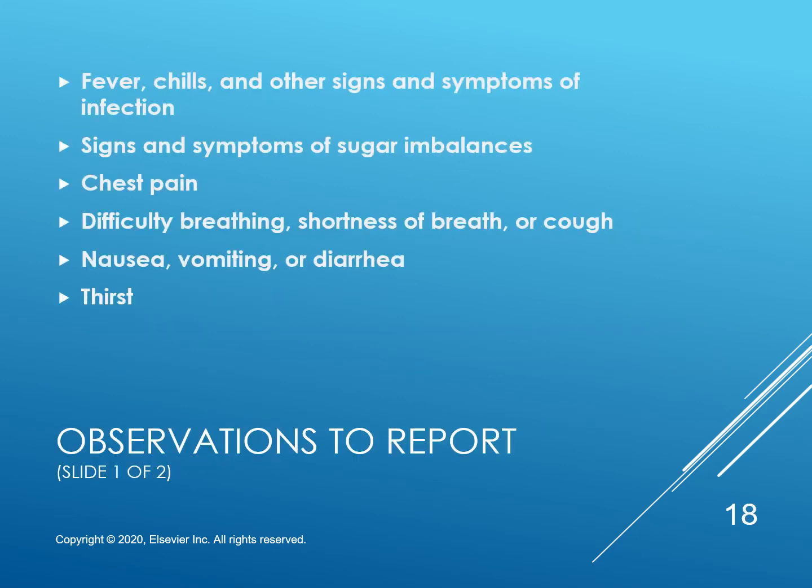Observations to report. You need to report fever, chills, and other signs and symptoms of infection, signs and symptoms of sugar imbalances, chest pain, difficulty breathing, shortness of breath or cough, nausea, vomiting, or diarrhea, and thirst. TPN risks include infection, fluid imbalances, and blood sugar imbalances.